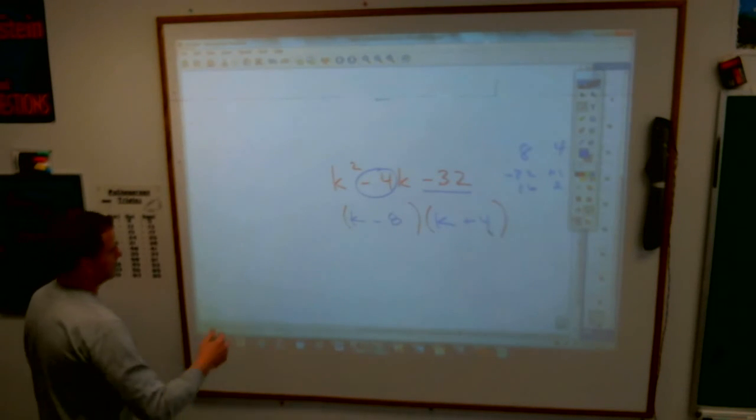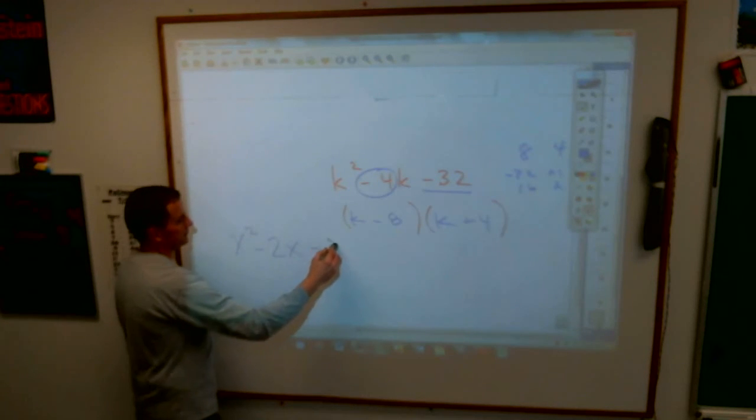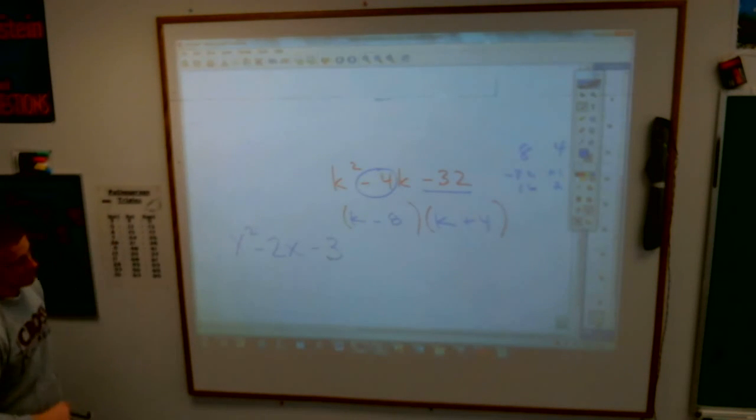How about this one? This is one that gets people all the time. X squared minus 2x minus 3. The beauty of that is there's not many factors of negative 3. So your choices are pretty limited.